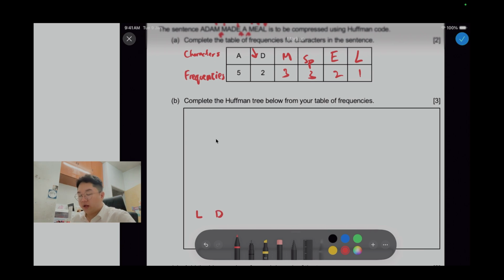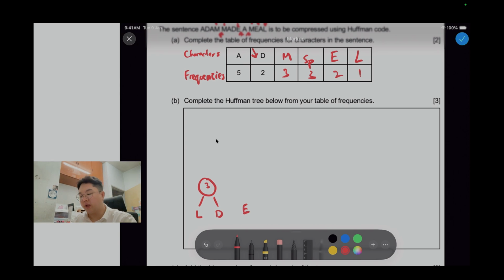What we have to do right now is create a node, and we are going to add the frequency that they have together. This would be 2 plus 1 is 3. So this will be added up to be 3. All right, let me just erase that. 2 plus 1: when these combine together, it'll be 3 and creates a node for that. So the next thing we're going to do is find the next lowest frequency, and that will be E.